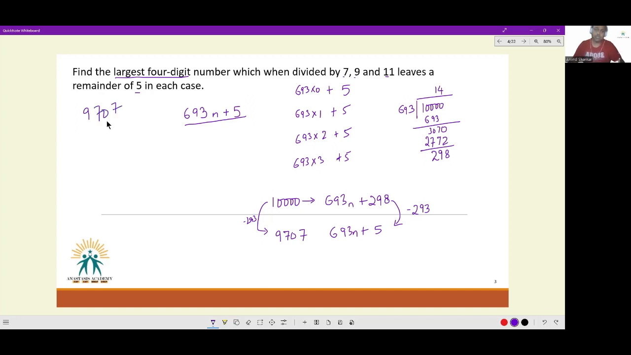9,707 is the largest 4-digit number which, when divided by 7 or 9 or 11, leaves a remainder of 5 in each case. Just to be extra certain, what you can also do is check 9702. You can divide it by 7 or 9 or 11 and see. In each case, you will get an integral result. That is the entirety of this question.